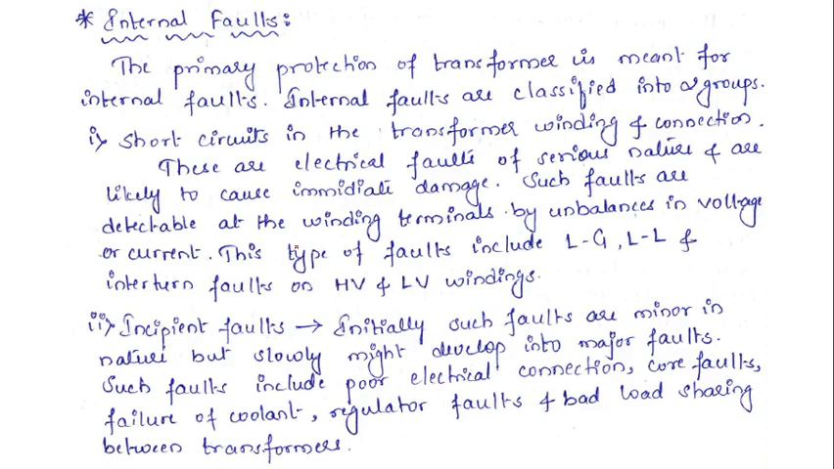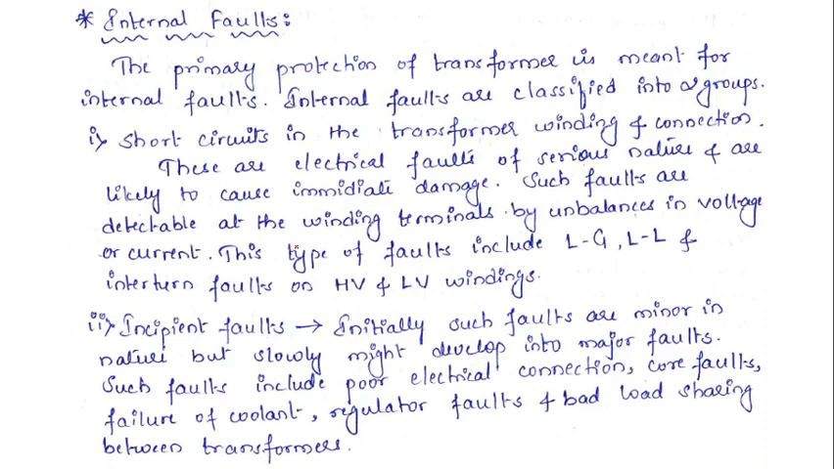Short circuits in the transformer winding and connection. As we already know, we have primary as well as secondary windings in the transformer. Short circuiting in those windings is an important fault which causes very severe effects in the transformer, so those are classified under internal faults. These are electrical faults of a serious nature and are likely to cause immediate damage. Such faults are detectable at the winding terminals by unbalance in voltage or current.